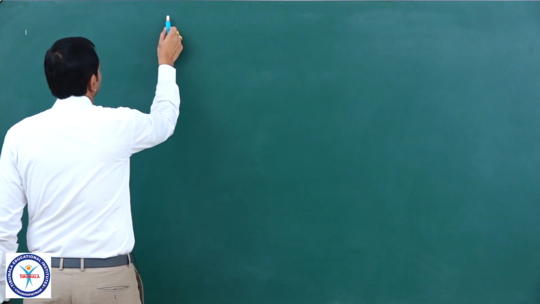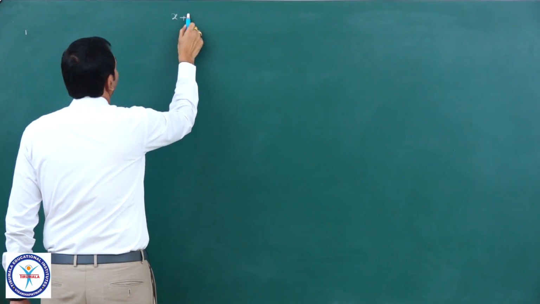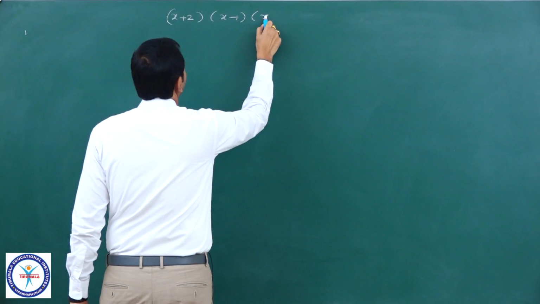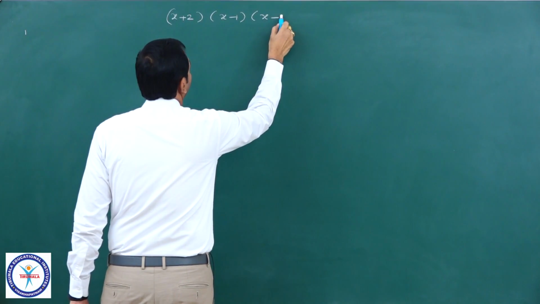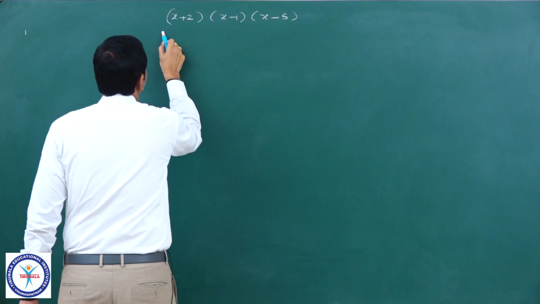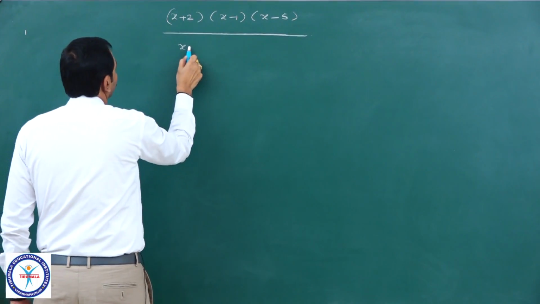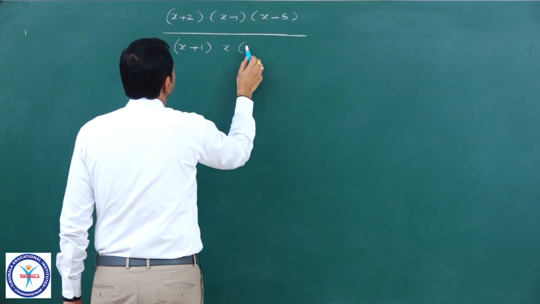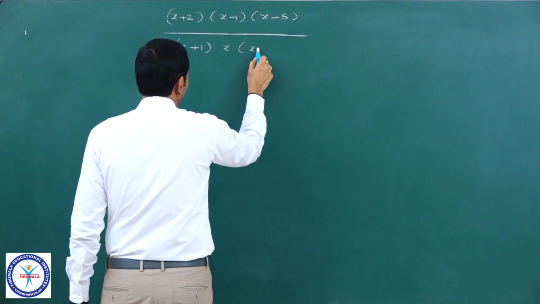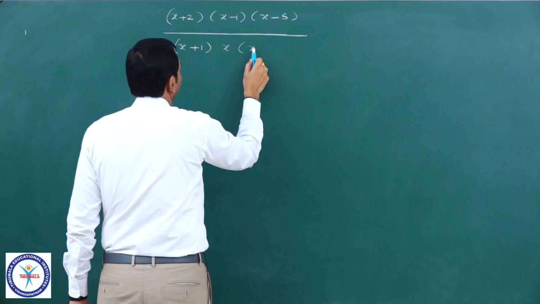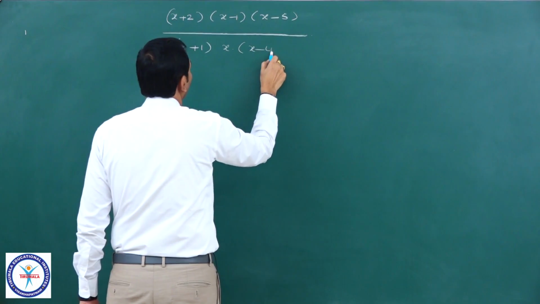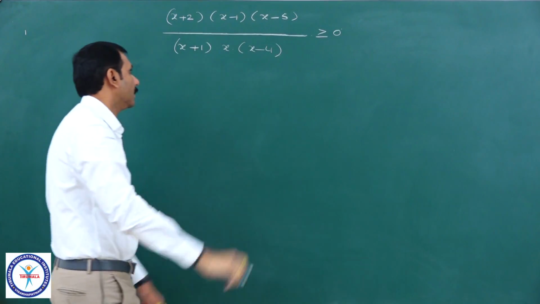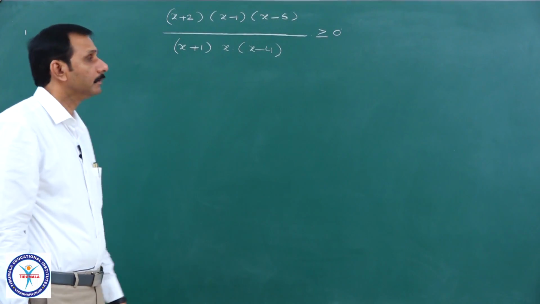Now, (x + 2)(x - 1)(x - 5) / ((x + 1) x (x - 4)) greater than or equal to 0. I want this solution set.